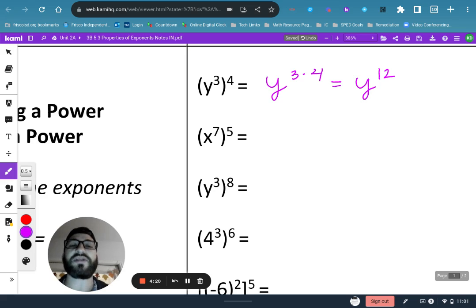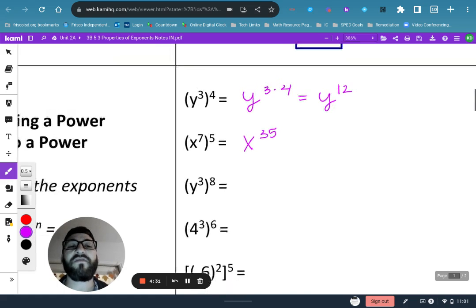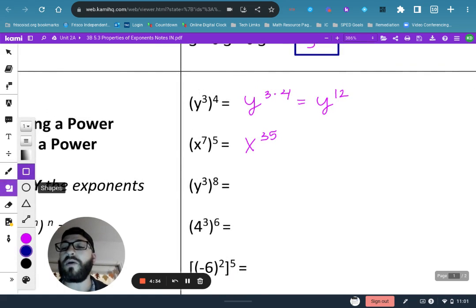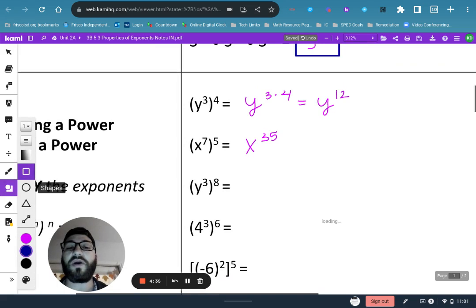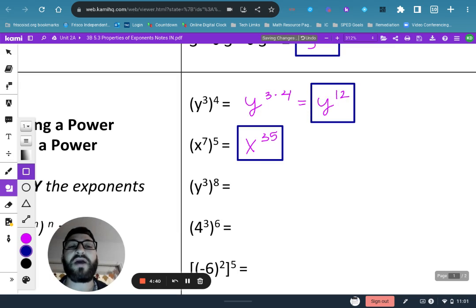I'm going to do one more just to make sure we're on the same page. So if I have x to the 7th, parentheses to the 5th, I do 7 times 5, which would be 35. So power to a power, we multiply the powers. If you want to go ahead and practice these next couple, you can pause the video now.